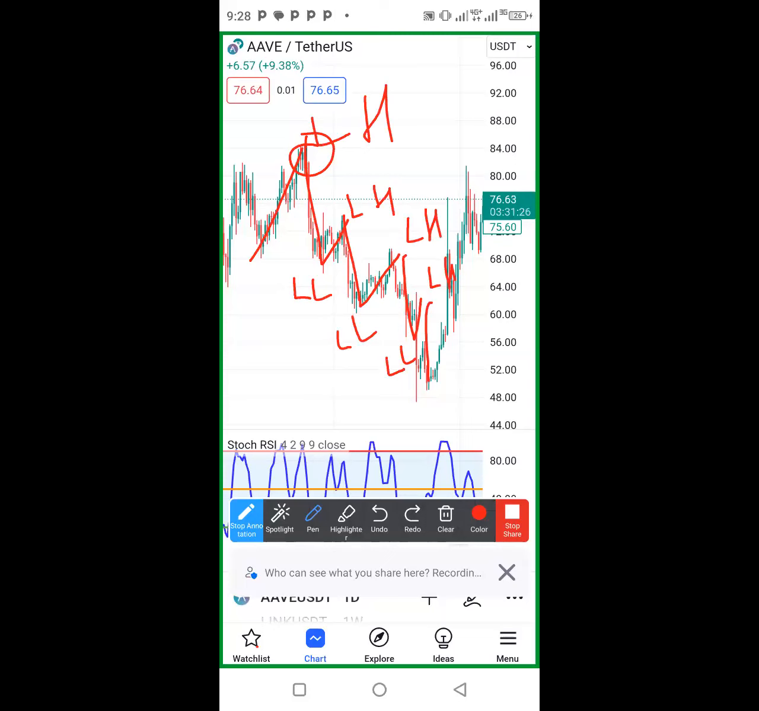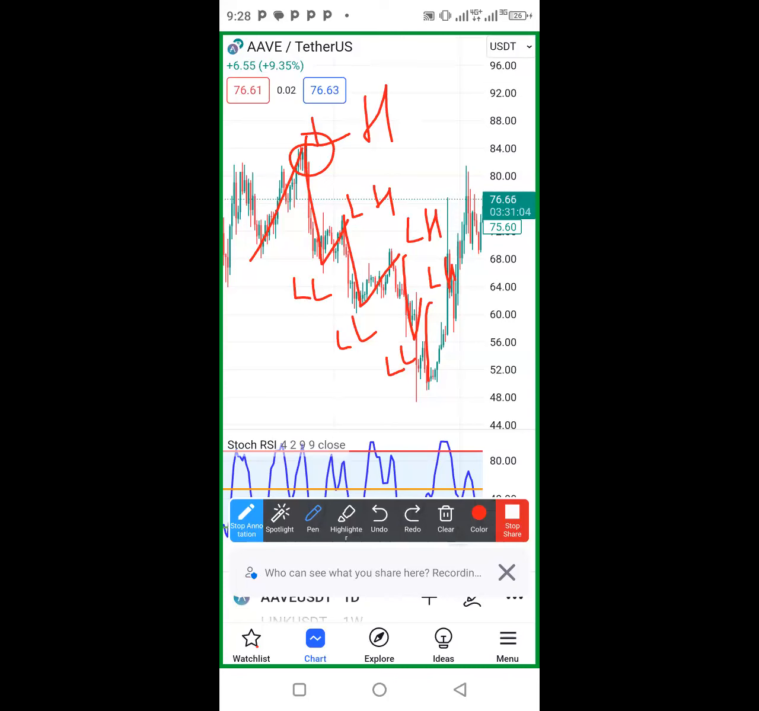Then what do I mean? A downtrend is when you see a series of red candles. When it's a downtrend, price is going down. Uptrend, price is going up. When I say bullish, it means price is going up. When I say bearish, it means price is going down. If it's a downtrend, you start seeing a series of red candles. The rest will be green. A slight green, then red. Slight green, then red.